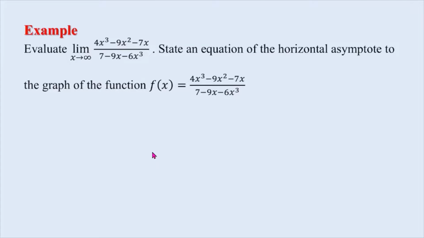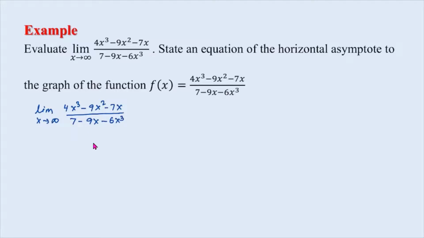Okay, now let's work on example 5. Evaluate the limit as x approaches infinity of this function and state an equation of the horizontal asymptote to the graph of the function f of x equal to this function. So we have the limit as x approaches infinity of 4x cubed minus 9x squared minus 7x over 7 minus 9x minus 6x cubed.